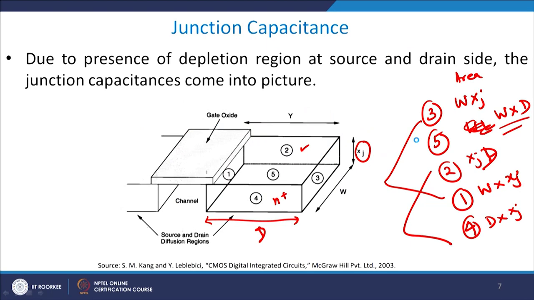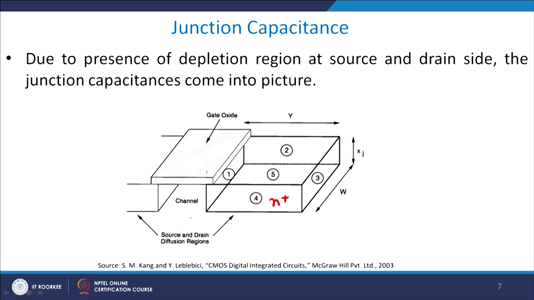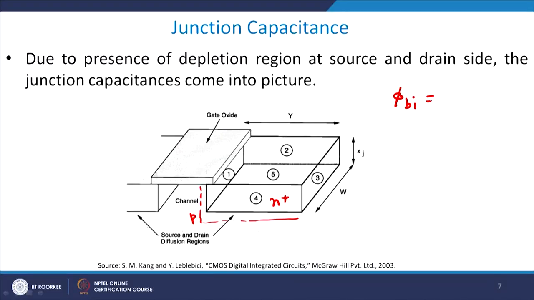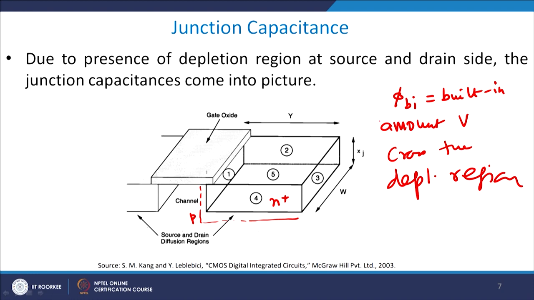See, built-in potential primarily means that if you look back at this slide, clearly at this point, this is basically N plus and P, right? Even if you don't apply any bias, there will be a small depletion region available here, right? The built-in potential is defined as the amount of potential required to cross this depletion barrier, fine. So phi built-in is basically the amount of applied voltage to cross the depletion region, right? So this is known as phi built-in, the amount of voltage required to cross the barrier.